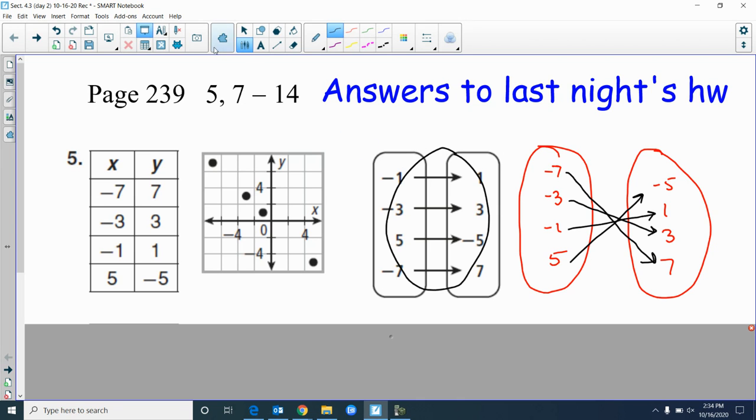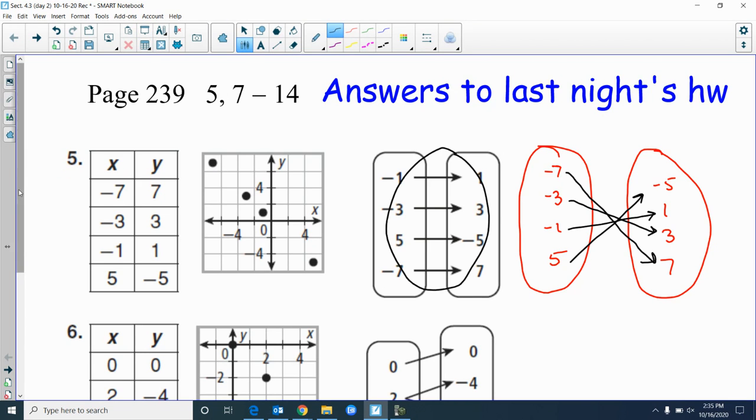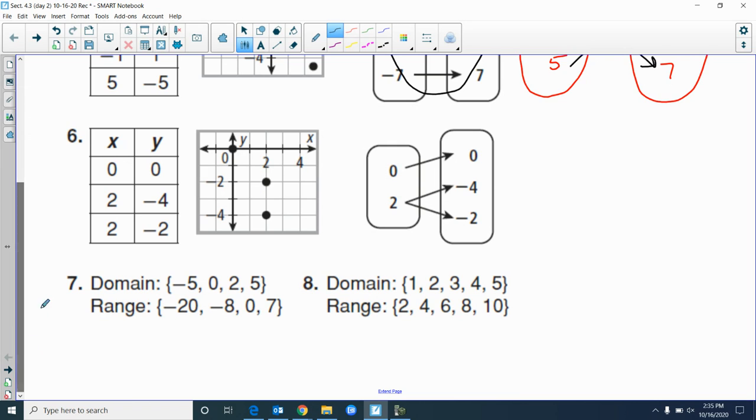Now, on the others here, 7 through 14, don't worry about number 6. You didn't have to do that one. All right, so for 7, when they list the ordered pairs, you need to list the domain and range individually. So you list the domain as -5, 0, 2, and 5. Your range would be -20, -8, 0, and 7, and put in order. Just don't list them however they come. Make sure you put them in order.